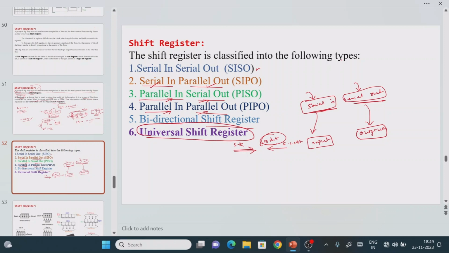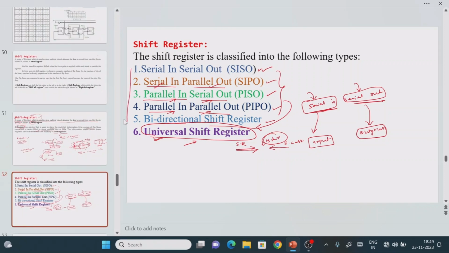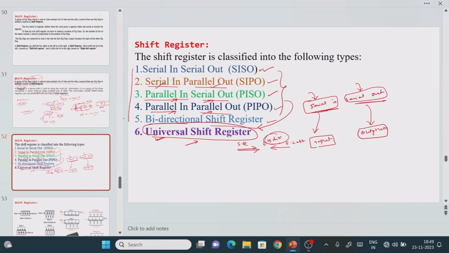So what is the meaning of universal? The name itself tells us. Each of these has some different functionality and performs some different operation. If we are able to perform all these operations by using a single circuit, then it is called the universal shift register. So all the capabilities of types 1 to 5 we will have by using the universal shift register, right?